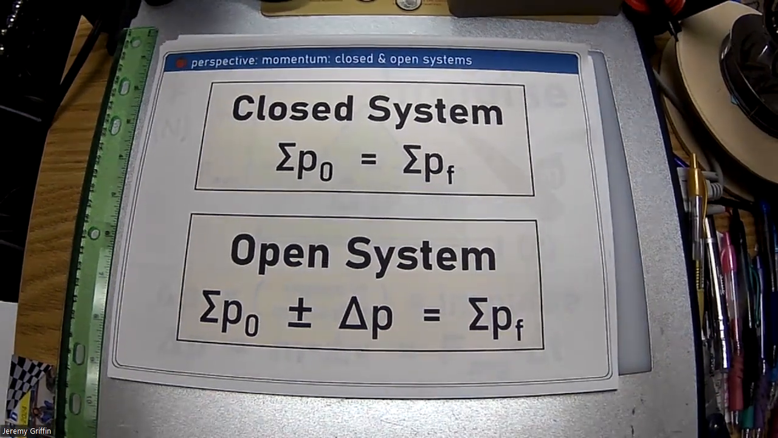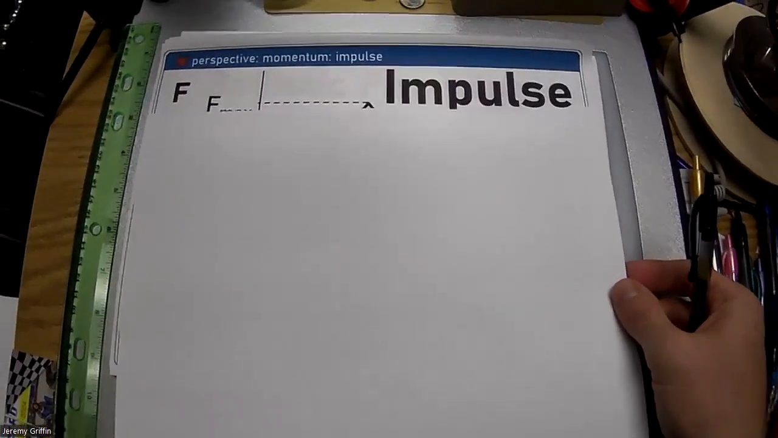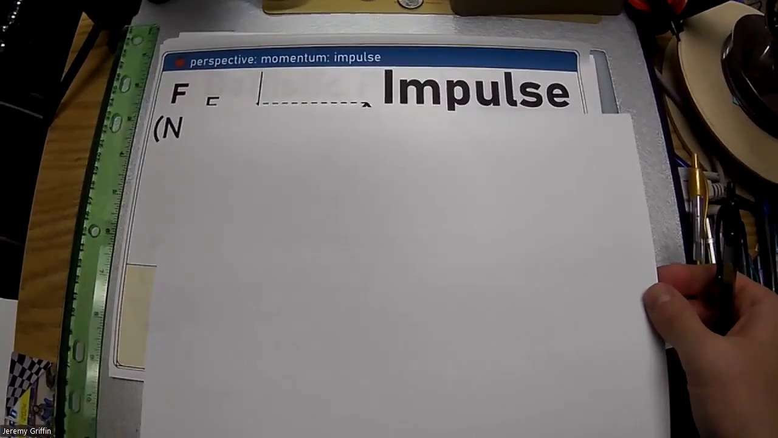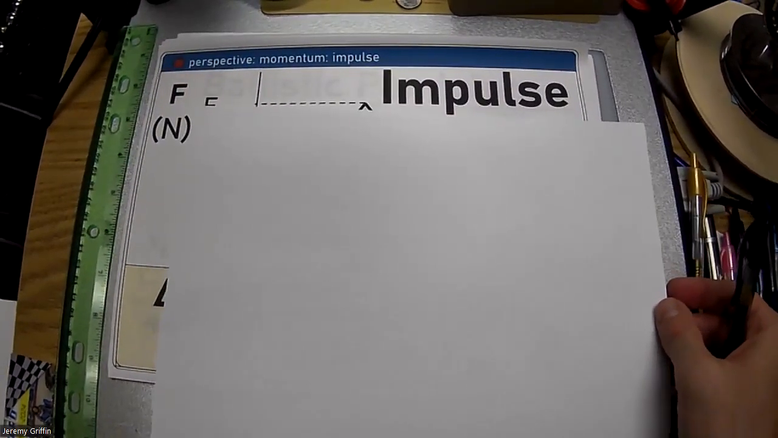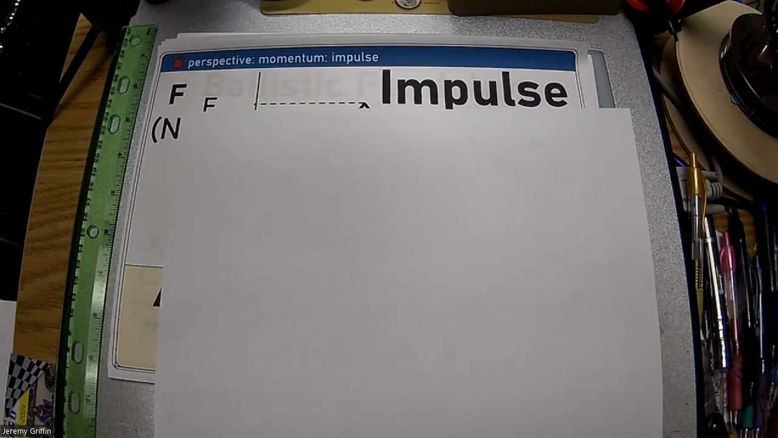All right, this next poster. Impulse. Guys, write down on your paper everything you remember about impulse. I've got a graph I'm covering up, and I've got some equations I'm covering up. Write down in your notes everything you remember about impulse, because you're going to get multiple questions about impulse on the AP exam.